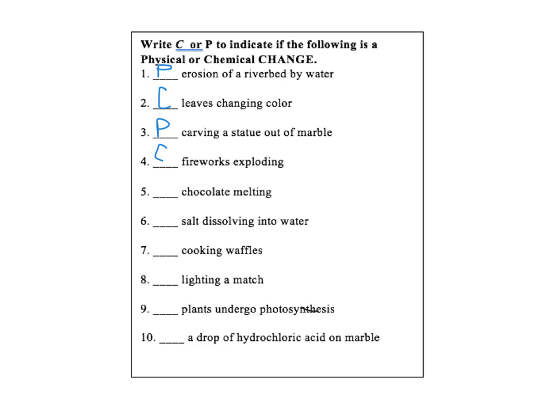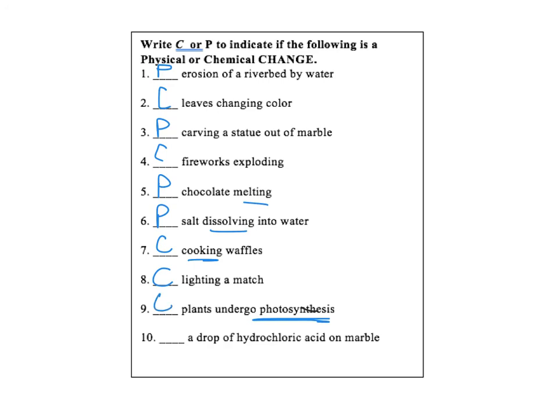Chocolate melting is a phase change, so that's physical. Same thing, dissolving, that's another physical thing. Cooking waffles, that's chemical. We've got bubbles being formed, so we've got gas being produced. Same thing with lighting a match, we're burning something, that's chemical. Photosynthesis, that is very chemical. Hopefully you remember that from biology.